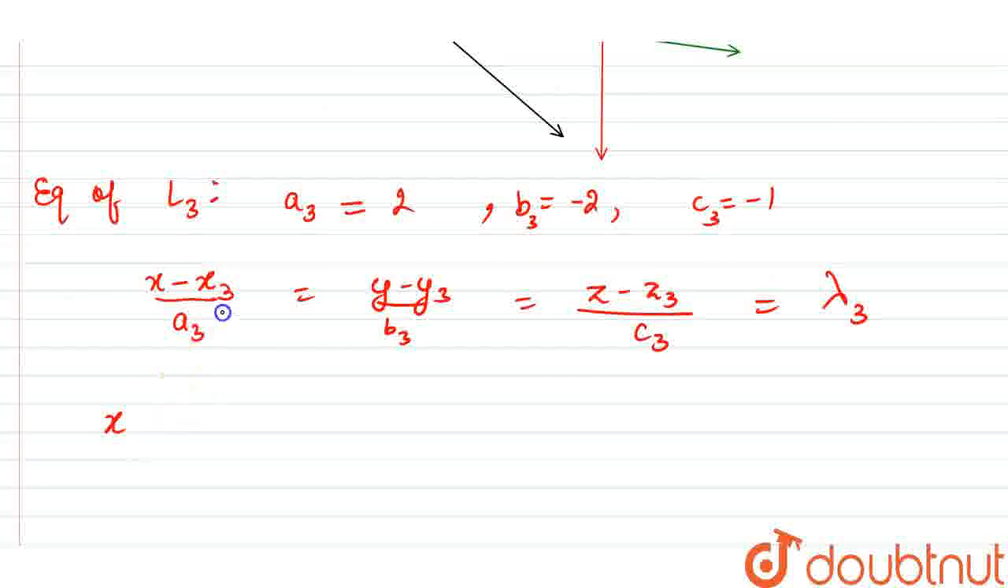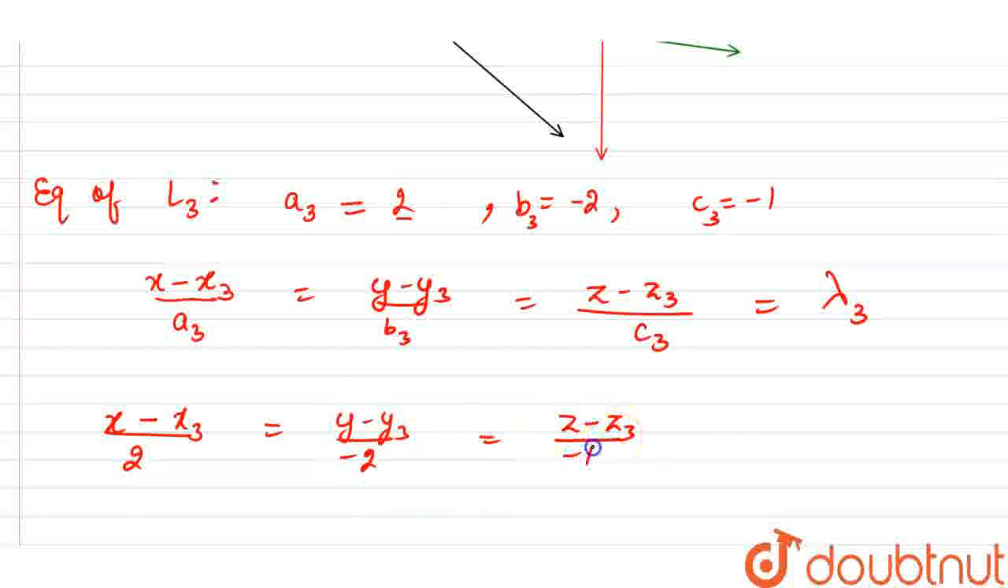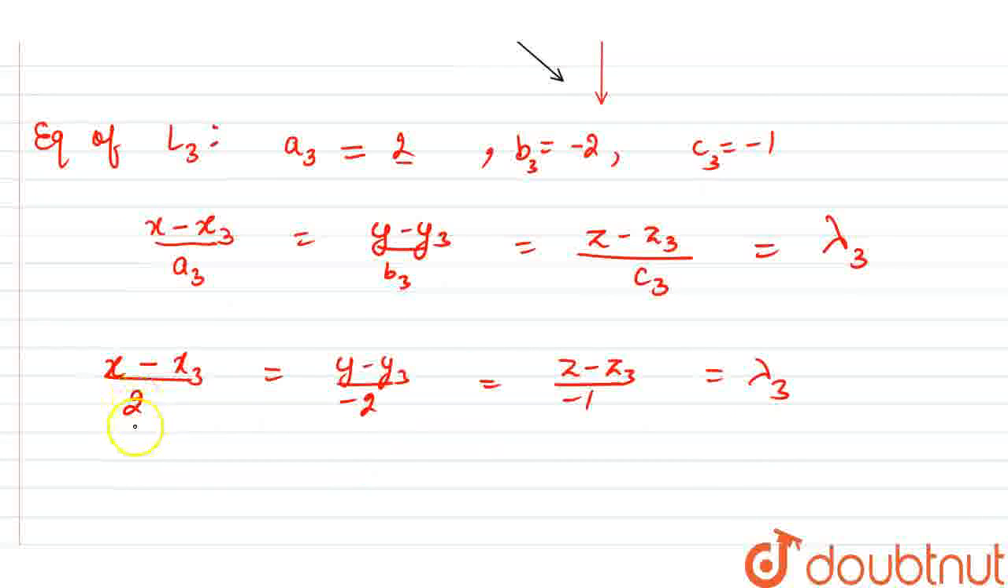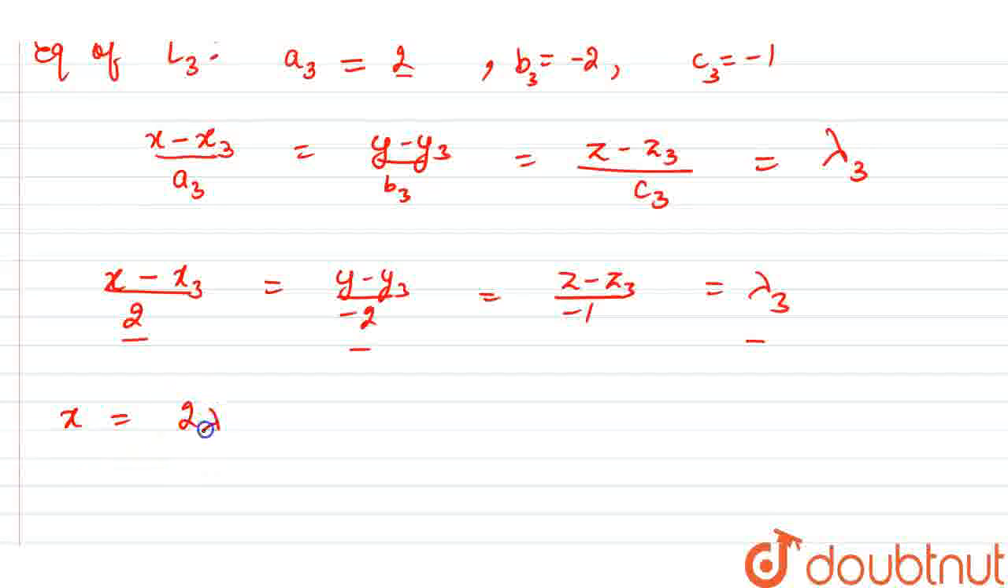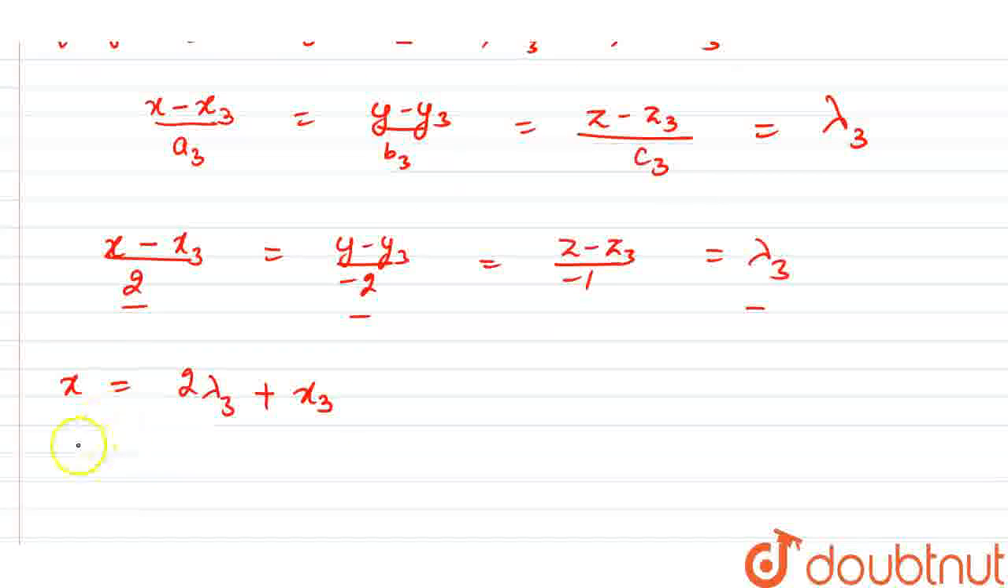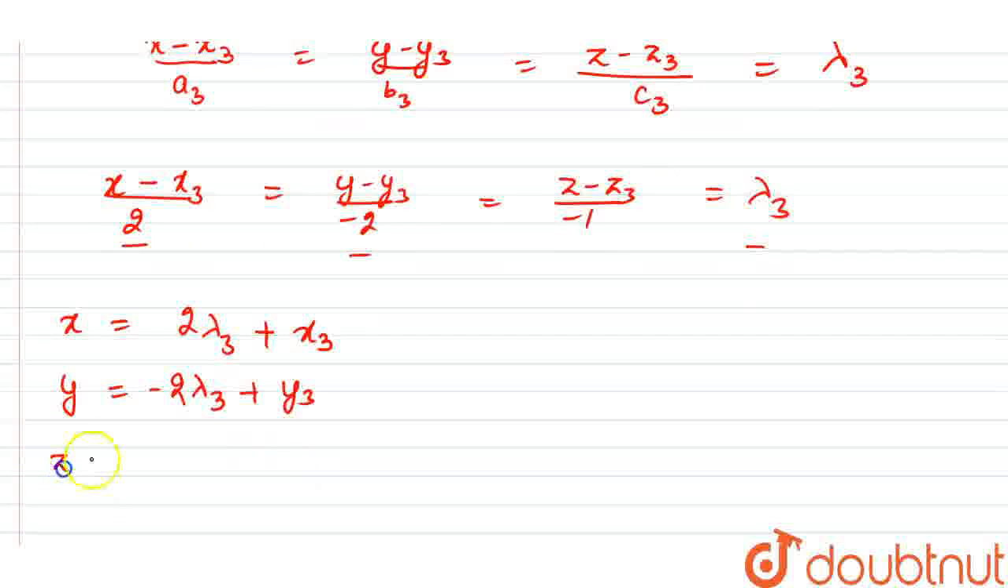So x minus x3 over 2, y minus y3 over minus 2, and z minus z3 over minus 1 is equal to lambda 3. Now equating each term with lambda 3, this will give x equals 2 lambda 3 plus x3, y will be minus 2 lambda 3 plus y3, and z will be minus lambda 3 plus z3.